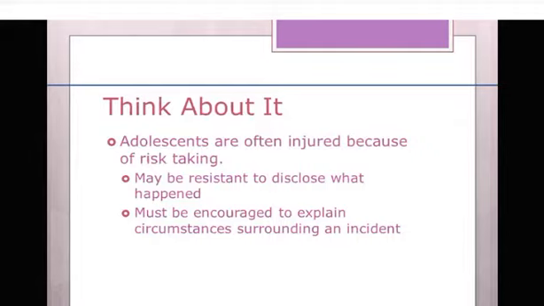Now, a lot of adolescents are injured because they are risk takers. They are still at that age that they believe they are immortal. The concept of dying is not real to them. I mean, they know old people die and they get that, but the concept that they possibly themselves could die doesn't exist. So they're very okay with taking these big risks and thinking there will be no consequences.